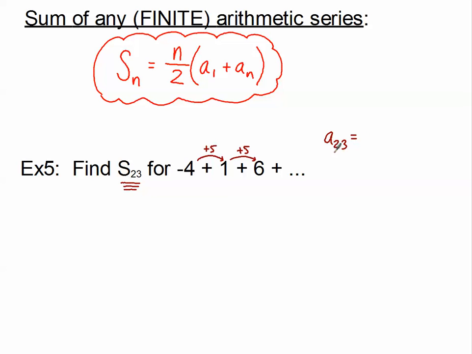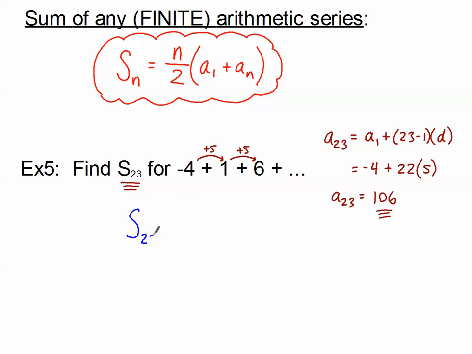So this is actually going to use the previous formula. A sub 23 is going to be A sub 1 plus 23 take away 1 times D. But I already have this information. So A sub 1 is -4, plus 23 minus 1, I'm going to just change that to a 22 now, times D, which we just found was 5. So it looks like A sub 23 is going to be 106. 22 times 5 is 110. Take away 4 is 106. So now I know everything I need for my sum formula.